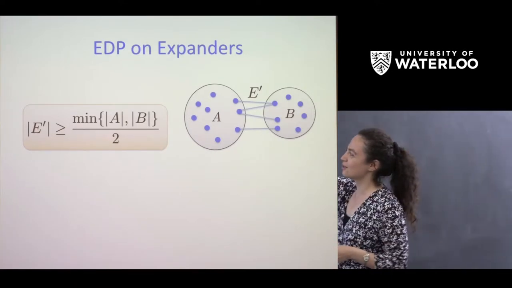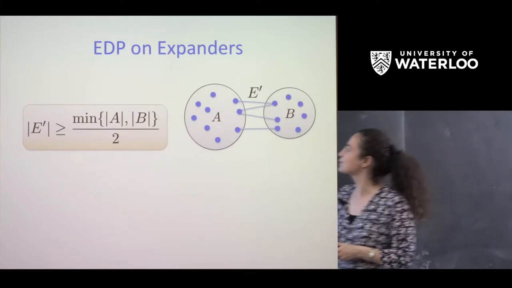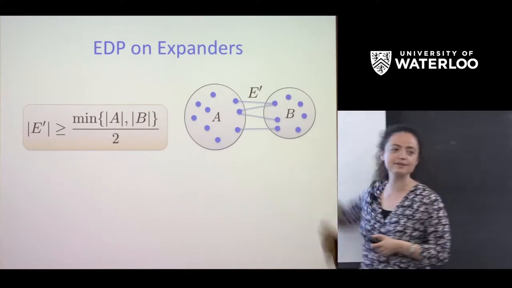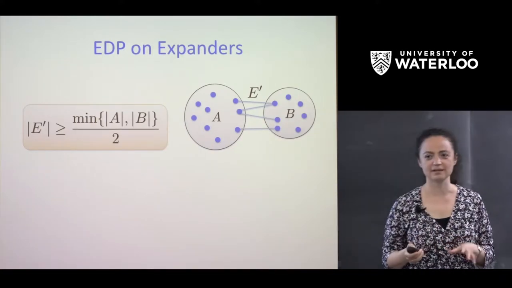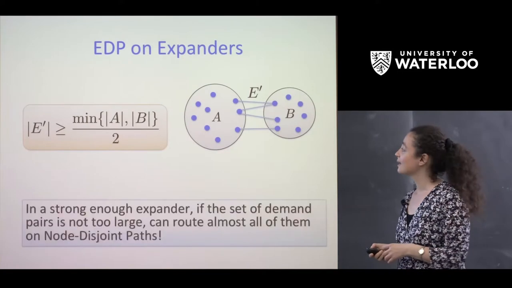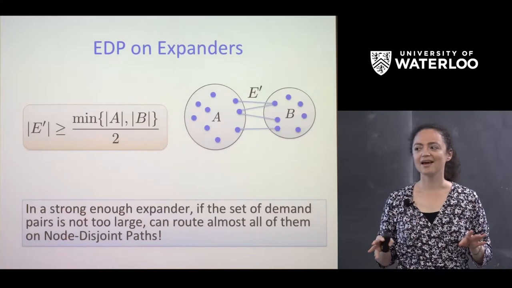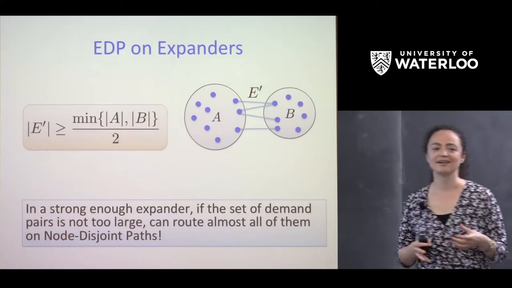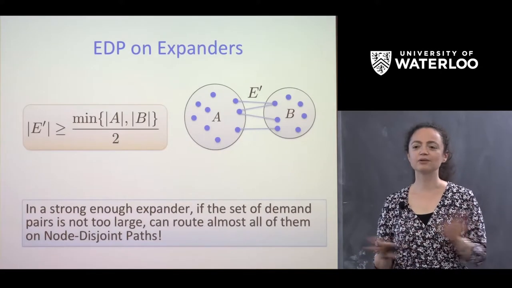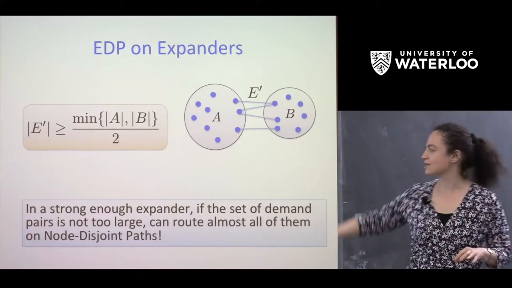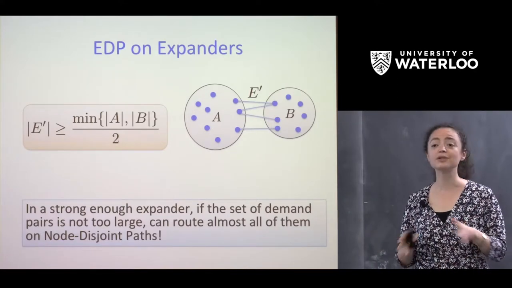This 2 here is not really important. You can put any constant here or even no constant. The number of edges going across should just be at least as large as the number of vertices on the smaller side. So you don't have small cuts. And in expander graphs, suddenly these problems become really easy. If you have a nice enough expander and a bunch of demand pairs, not too many of them, you can actually route all of them on disjoint paths. A lot of work went into these results, but the bottom line is that on expanders you can do really well.